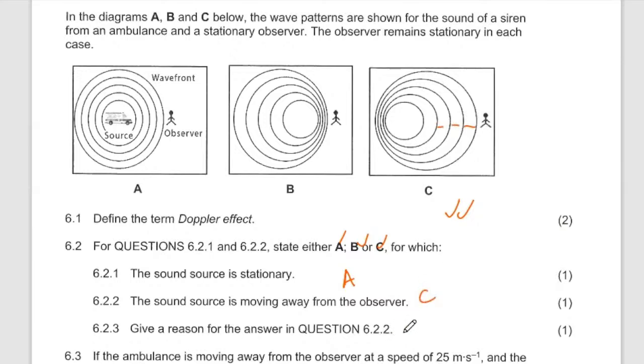And then you must give a reason for it. So the frequency decreases, or you can tell us that the wavelength increases, because this point will be the source. So this distance is increasing. So the wavelength increases and the frequency is decreasing.